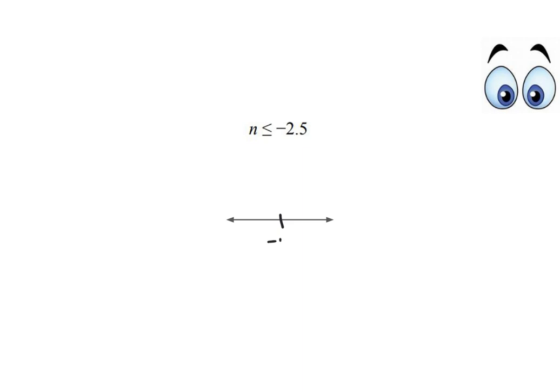N is less than or equal to -2.5. A circle pointing to the left indicates that n is less than -2.5, but we fill the circle in because it could also be equal. .2 is our number to label. X is our variable, and it says X is greater than. So an open circle pointing to the right.